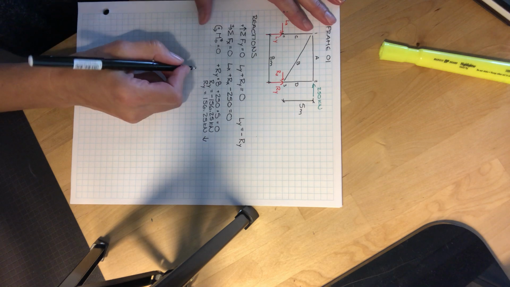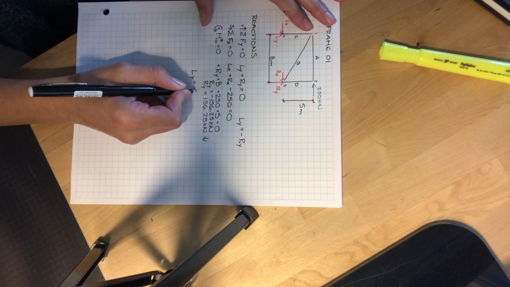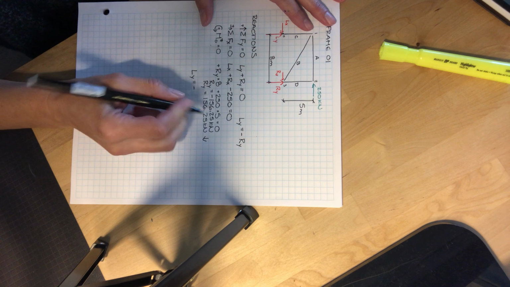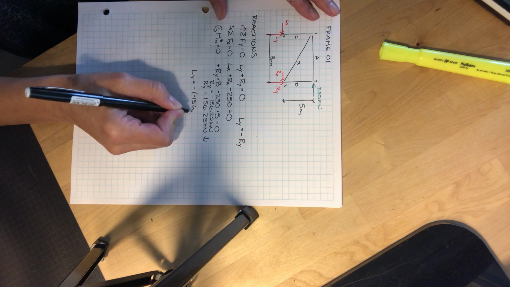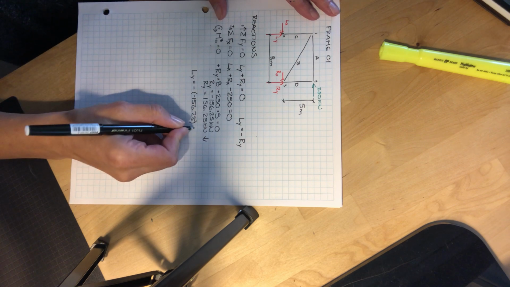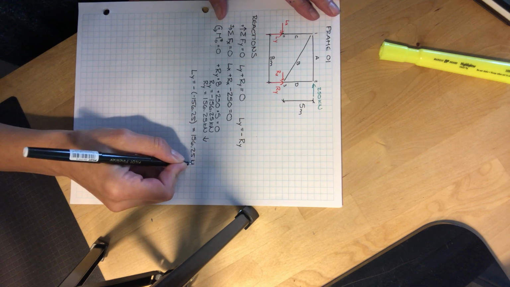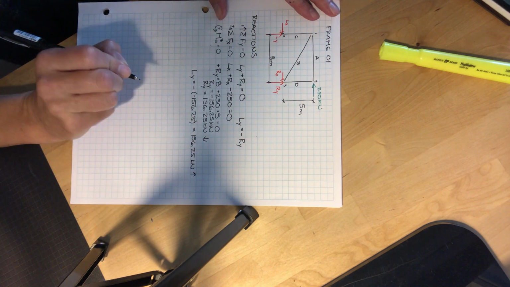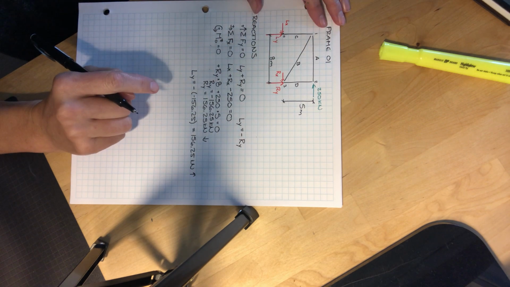Let's come back up here to our Ly. Ly equals the minus of Ry. Our Ry is drawn upwards, which was minus 156.25, which means Ly equals 156.25 kilonewtons upwards. So we have equal and opposite reactions happening there.